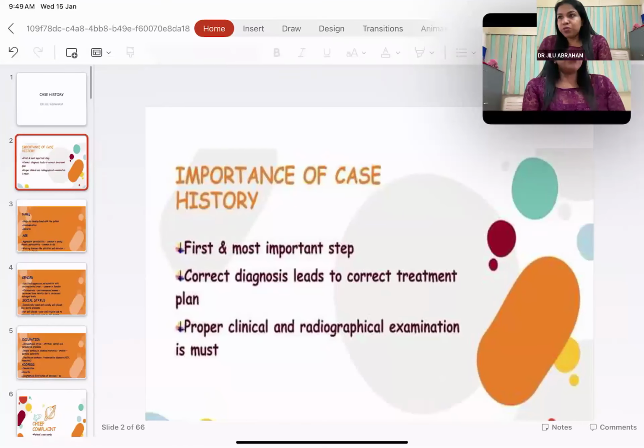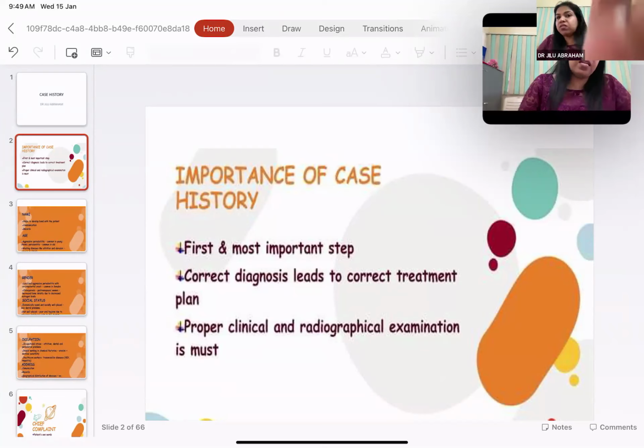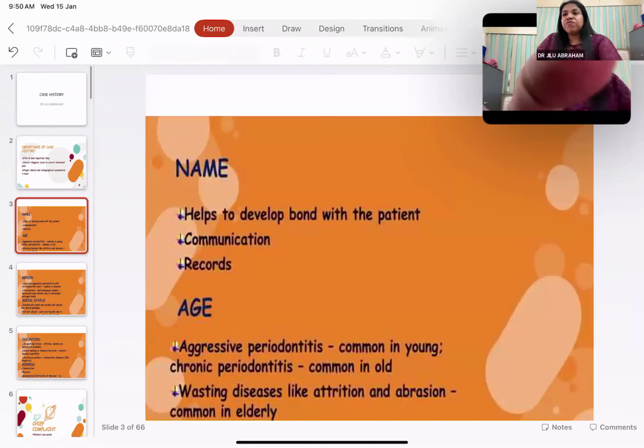So today we are going to deal with the case history, the importance of case history, why you want to take the case history, and the steps in taking case histories. Importance of case history: it is the first and most important step. We have to record the case history, and for proper diagnosis and to properly plan the treatment, we need a correct case history.